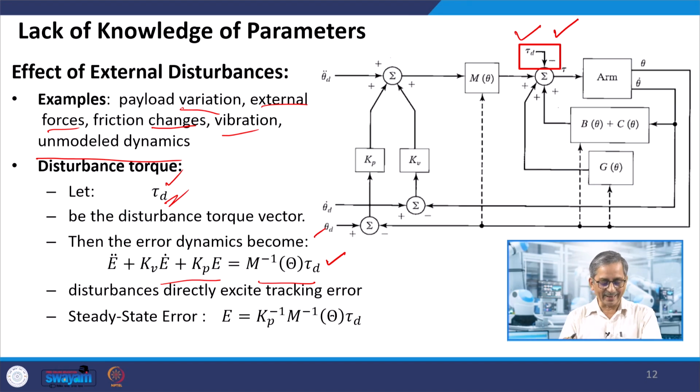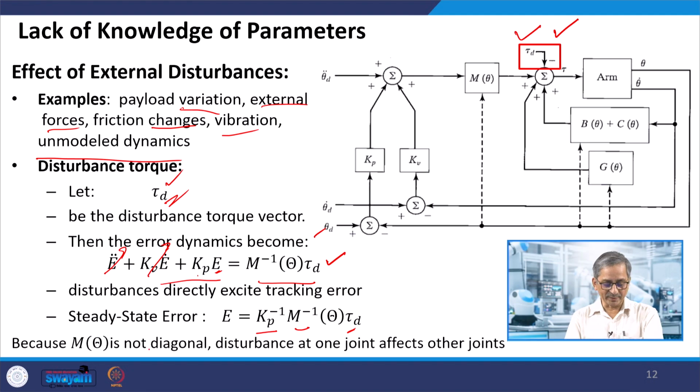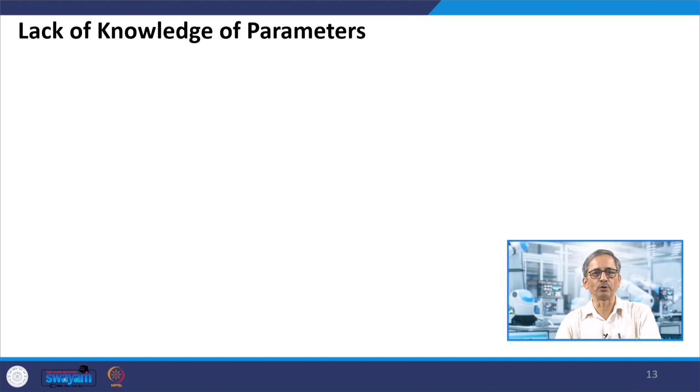In the steady state condition, this term becomes equal to 0. So E equals Kp inverse, M inverse, and tau d, taking the right hand side. Because M(theta) is not diagonal, the disturbance at one joint affects the other joint. So that is the challenge.